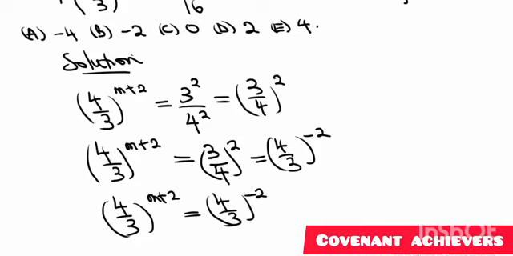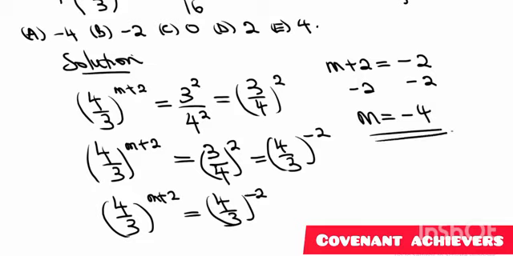Then we can equate the powers. When you equate the powers, we have m plus 2 equals minus 2. So subtract 2 from both sides. Plus 2 minus 2 is 0. That is m equals minus 2 minus 2, that's minus 4. So the answer there is minus 4, and that's our option A in the question, minus 4.